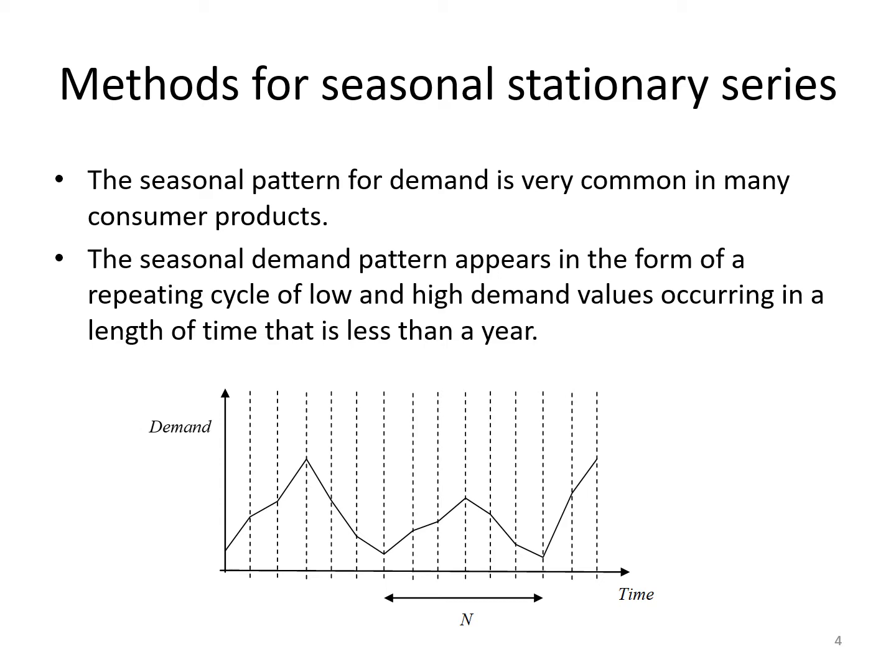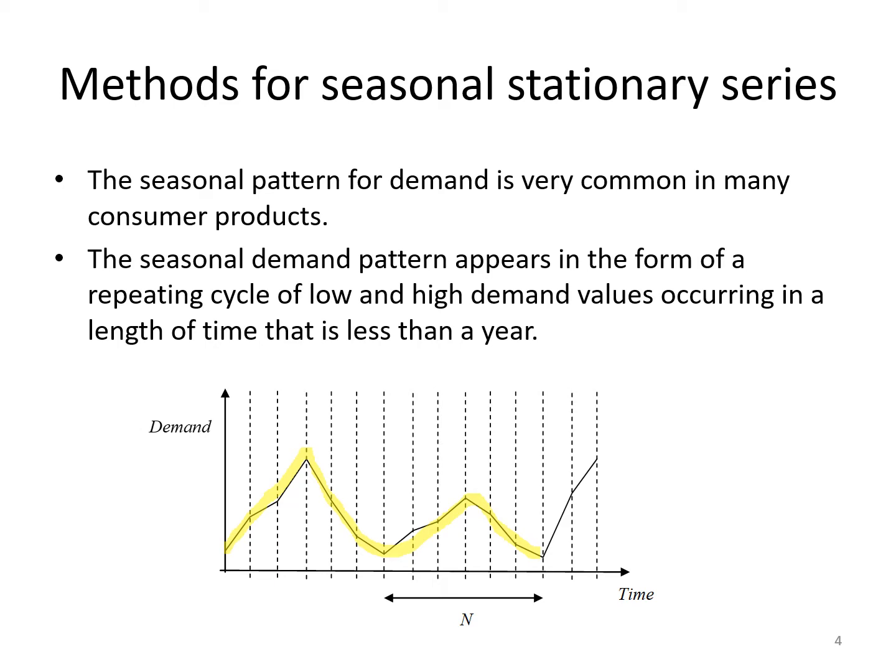Here, as shown in the graph below, the seasonal demand pattern appears in the form of a repeating cycle of low and high demand values occurring in a length of time that's less than a year. This is how we define seasonality. So in this graph, for instance, you can see that the demand rises for a specific product until reaching a top value and then goes down, and then starts rising again until reaching a top value and then it goes down again. This repeating cycle, as mentioned earlier, has a length that's less than a year.